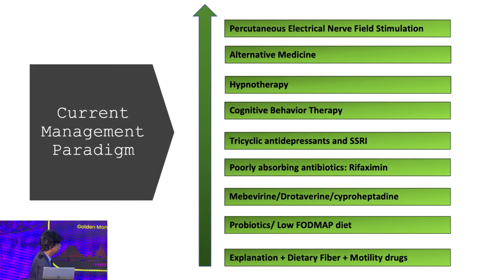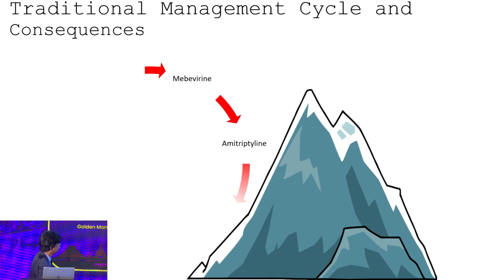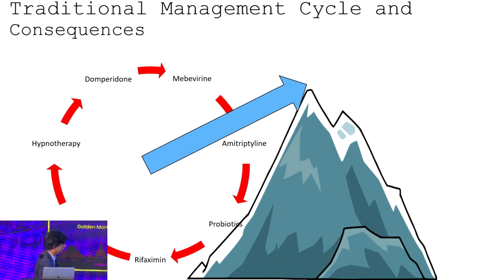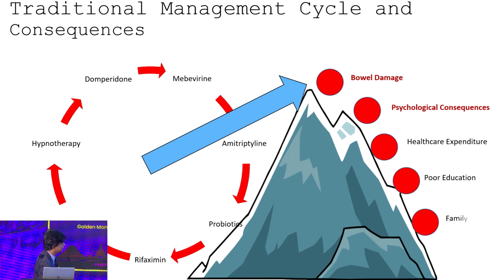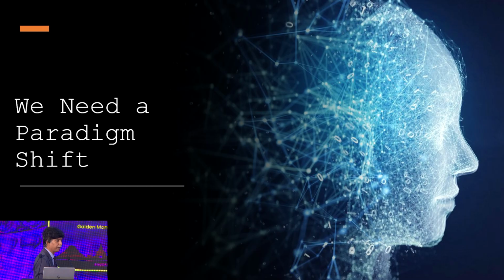So this is what we do. We have a way of handling these children: explanation, and we continue on this ladder, right? We give drugs, we try hypnotherapy, alternative medicine, we try various things. But ladies and gentlemen, while we are trying this cycle of interventions without much of an effect, this is what happens to the child. They get bowel damage, psychological consequences, healthcare expenditure, poor education, family issues, and finally end up having a very poor quality of life. So don't you think we need a paradigm shift? So how can we help these children?